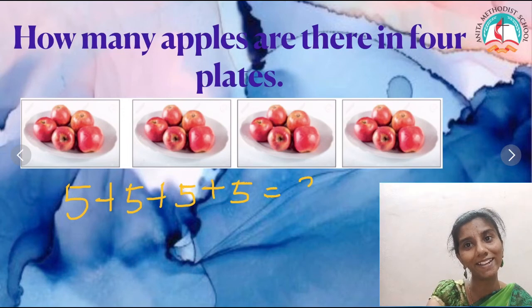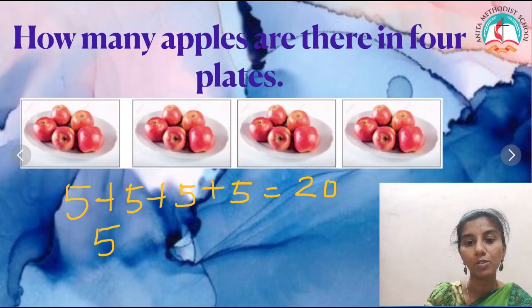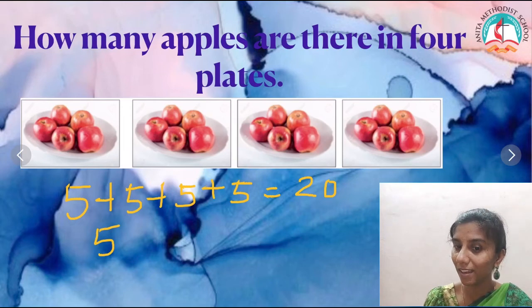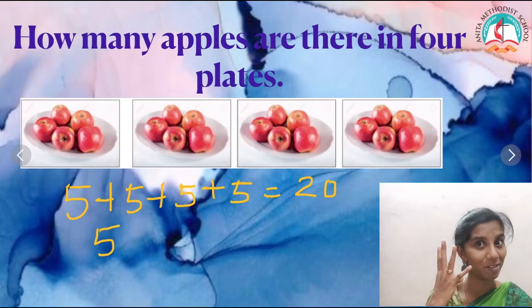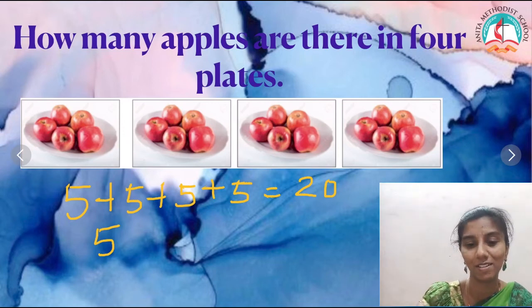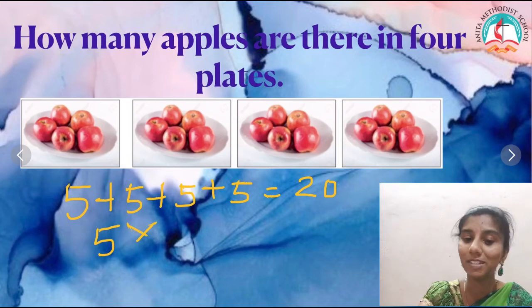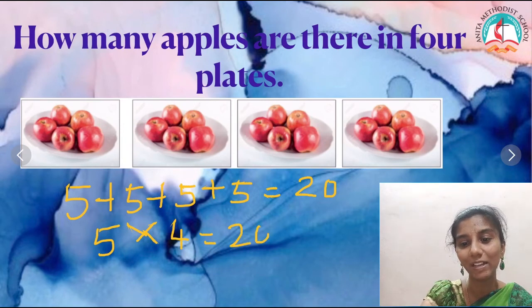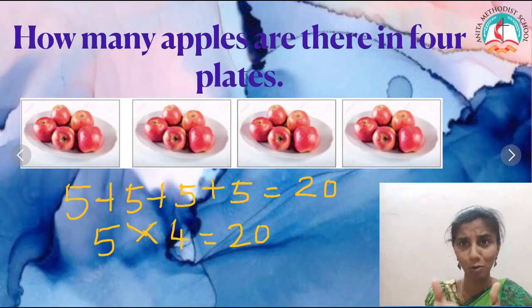Otherwise, how will you write? That's good. 5. So, how many groups are there? Very good. 4. What is the symbol of multiplication? That's good, children. So, we'll write into how many groups? 4 equal to 20. Very good. I hope you got these answers. Shall we move to the next sum? Yes.